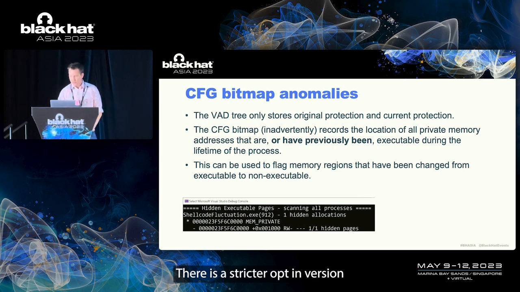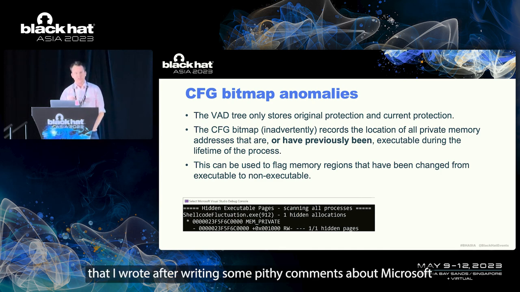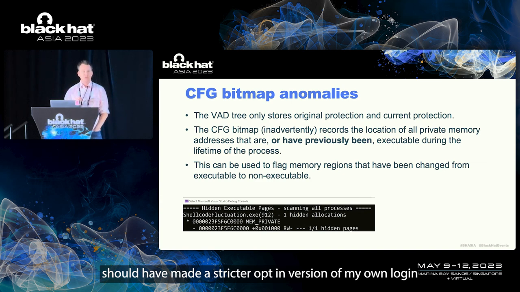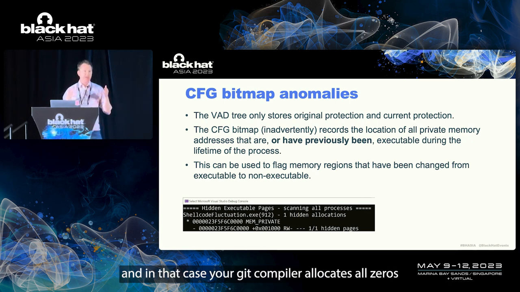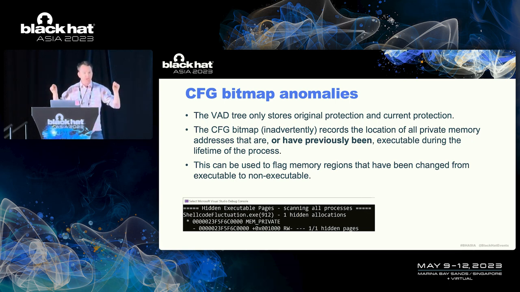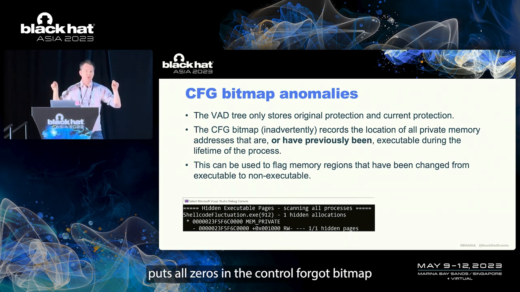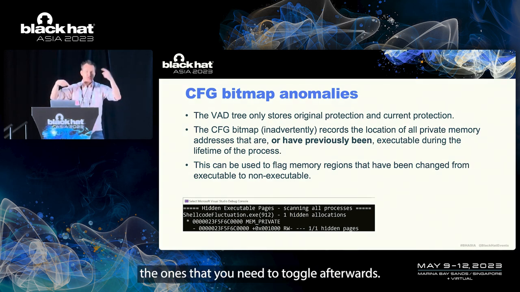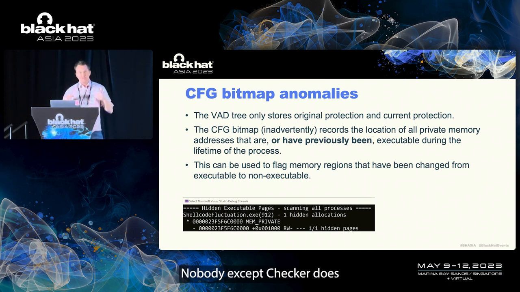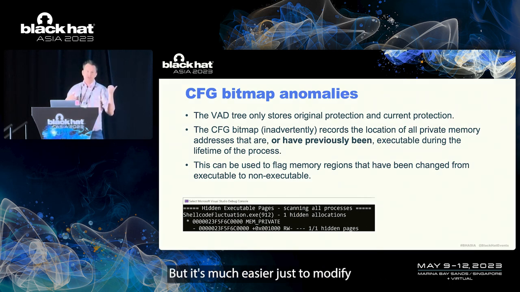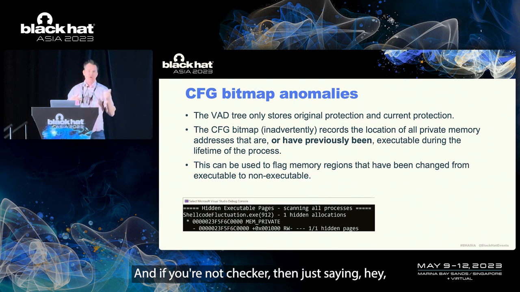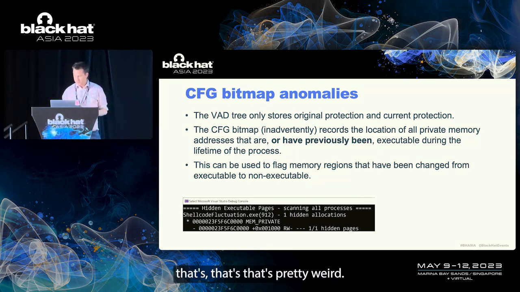There is a stricter opt-in version that I wrote after writing some pithy comments about how Microsoft should have made a stricter opt-in version. I'm like, oh, they did. You can allocate memory with something called page targets invalid. In that case, your JIT compiler allocates all zeros. The kernel memory manager puts all zeros in the control flow guard bitmap, and then you can toggle the ones that you need to toggle afterwards. Nobody except Chakra does that, and Chakra is pretty rare now. I could modify my code to account for that and find anything, and then deal with higher false positives, but it's much easier just to flag anyone using that flag, and if you're not Chakra, just say, hey, that's pretty weird.